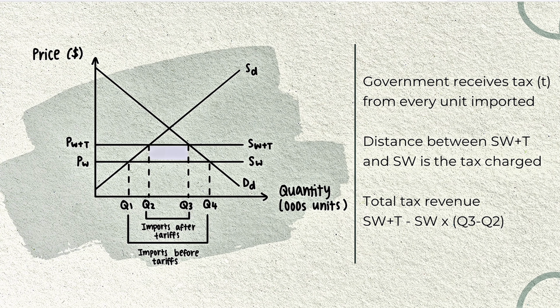Now moving on to the government, as the government receives taxes from every unit imported. As the tax is the difference between PW and PW plus T, this will be the tax per unit, and in order to find the total tax revenue, we multiply that number by the imports after tariffs, in this case the distance between Q3 and Q2.